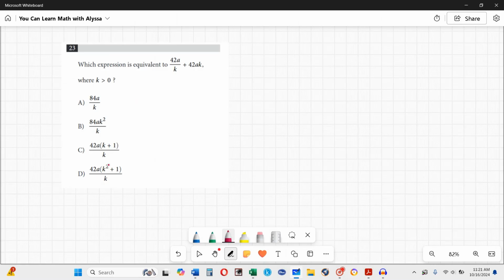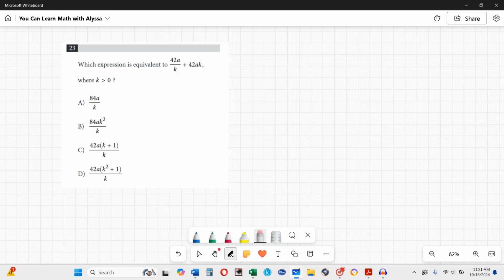Number 23. Which expression is equivalent to 42a over k plus 42ak, where k is greater than 0? The reason they're telling you k is greater than 0 is so you don't get hung up on saying, but what if k is 0, then this is impossible because I can't divide by 0. So don't worry about that. That's what they're telling you. Don't worry about that possibility.